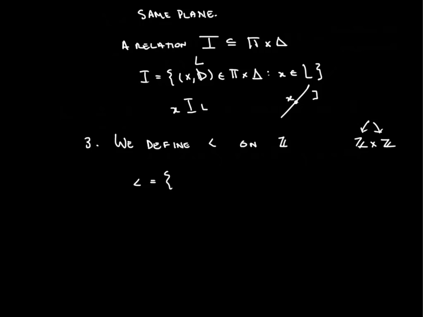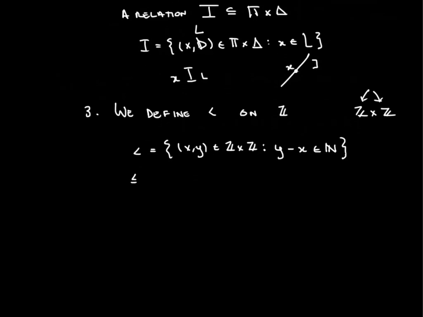Okay, so my strict inequality consists of all pairs x, y that are both in the set of integers, and we're going to take y minus x, and we want this to be in the set of natural numbers, or you could say the set of positive integers. And similarly, actually in this case, we would omit 0 because it's a strict inequality.